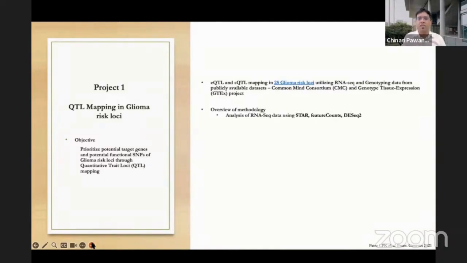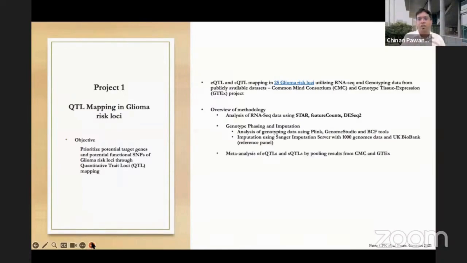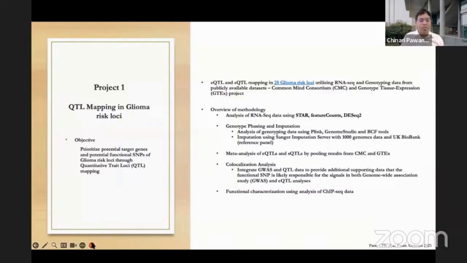For the overview of the methodology, we analyzed RNA-seq data, we went through genotype phasing and imputation, and we processed the data as required using different tools, followed by meta-analysis of QTLs by pooling the results from two different datasets. This was followed by co-localization analysis, which integrated the QTL data with the GWAS data and provided further insights. And then we were able to characterize some of the shortlisted QTLs using ChIP-seq data.